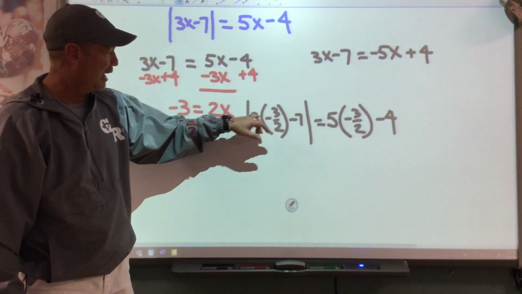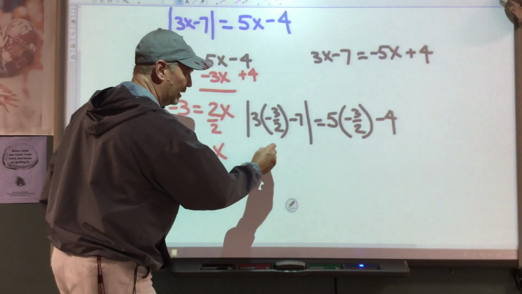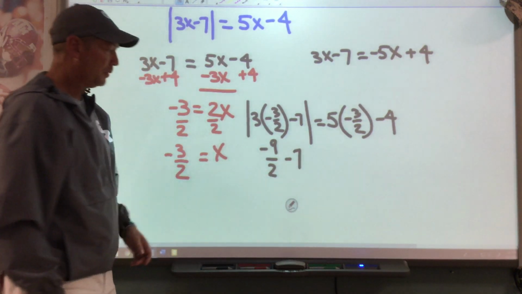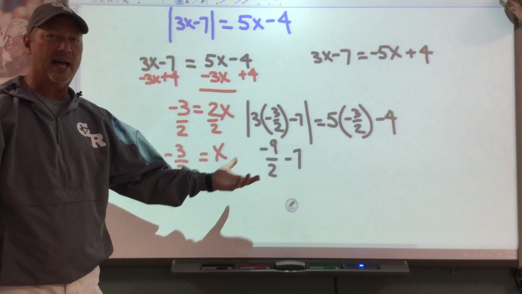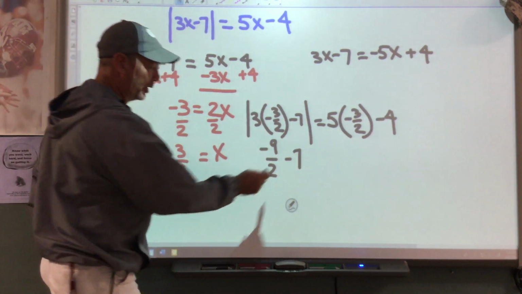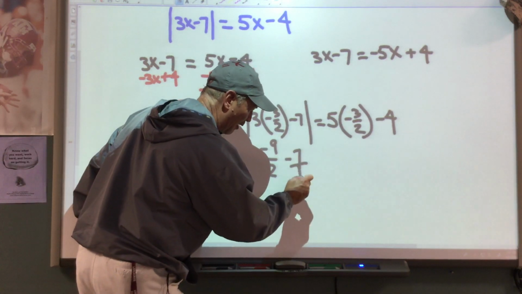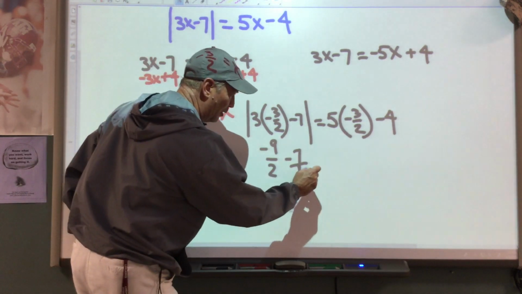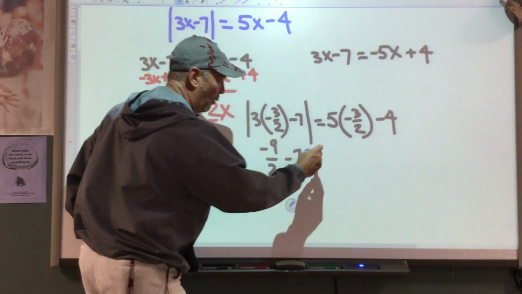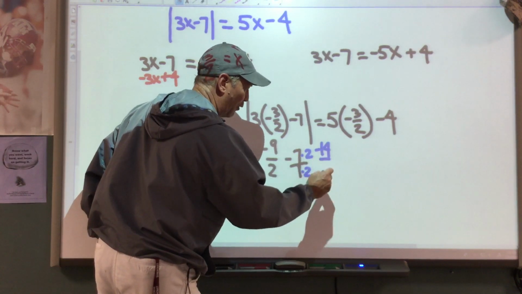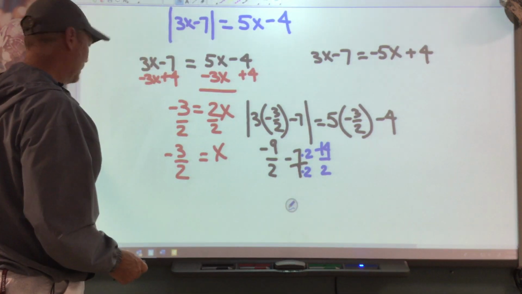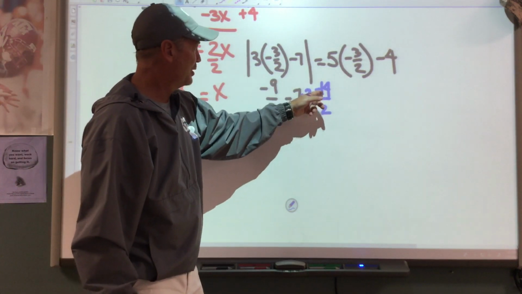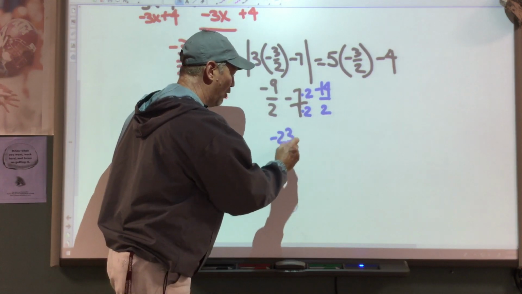All right, so we go 3 times negative 3 is a negative 9 over 2 minus 7. I need to get a common denominator to add or subtract those fractions. So we're going to change this to negative 7 over 1. I'm going to multiply times 2, multiply times 2. That will give me a negative 14 over 2. Negative 9 minus 14 is a negative 23 over 2.